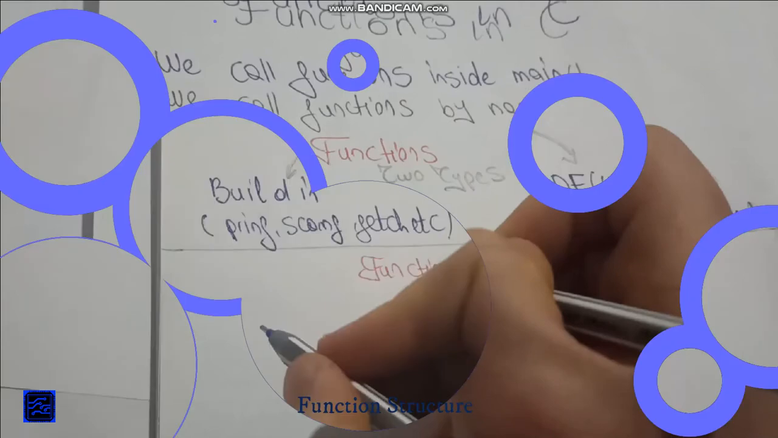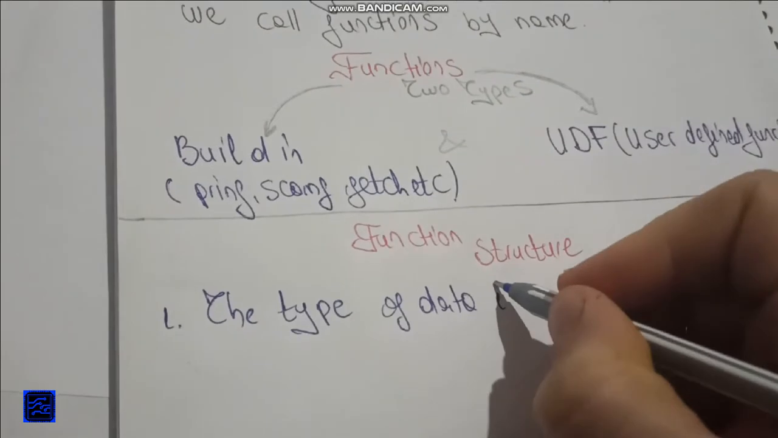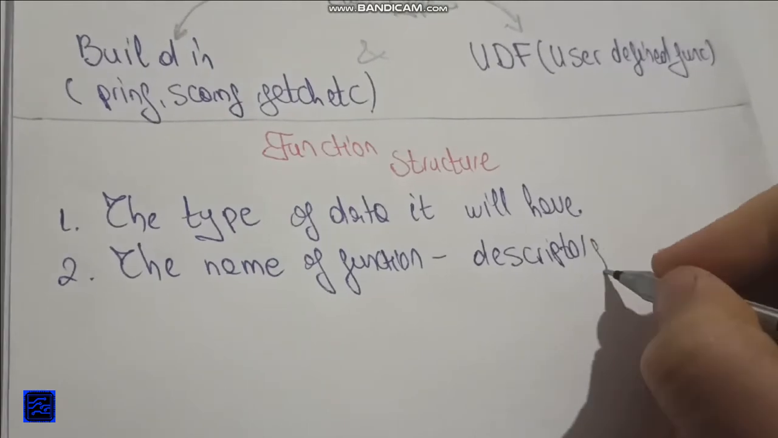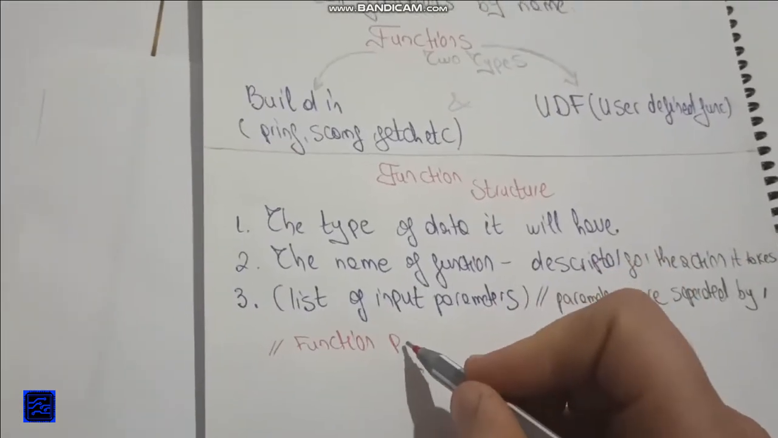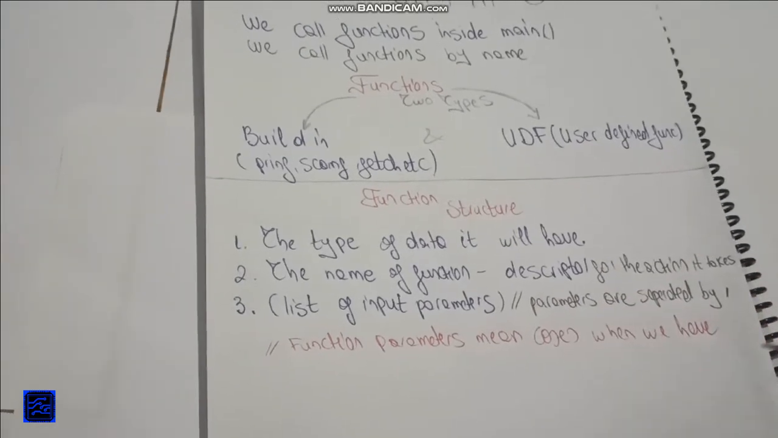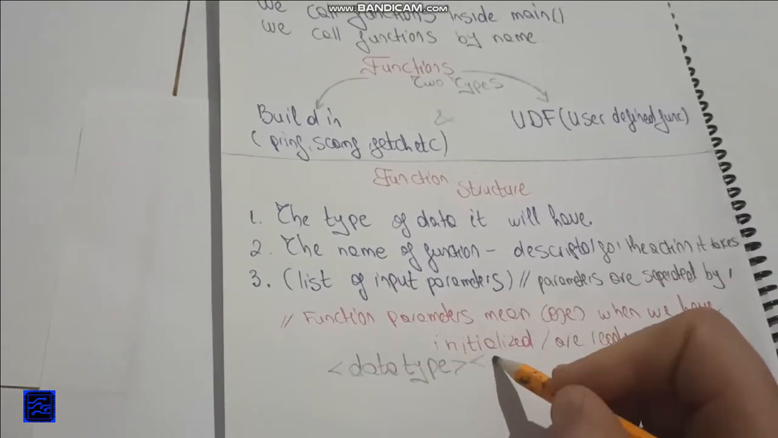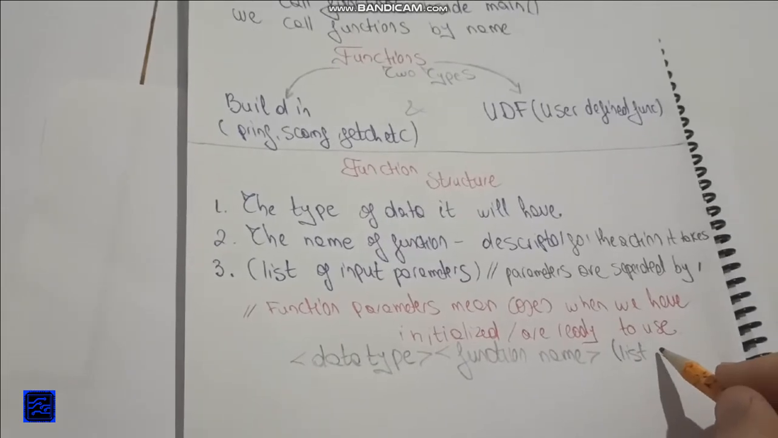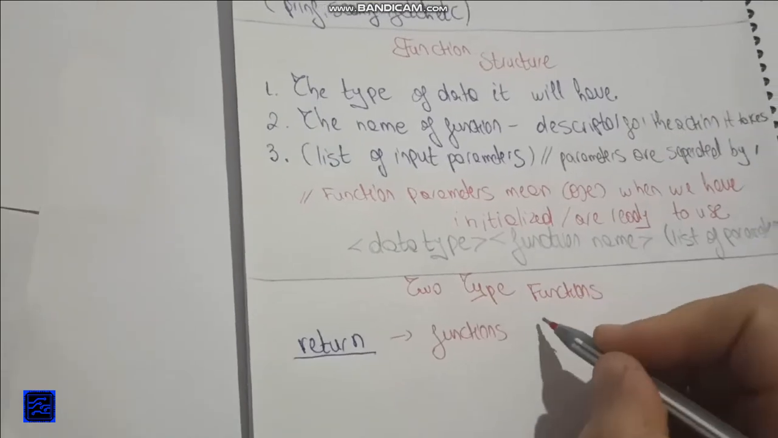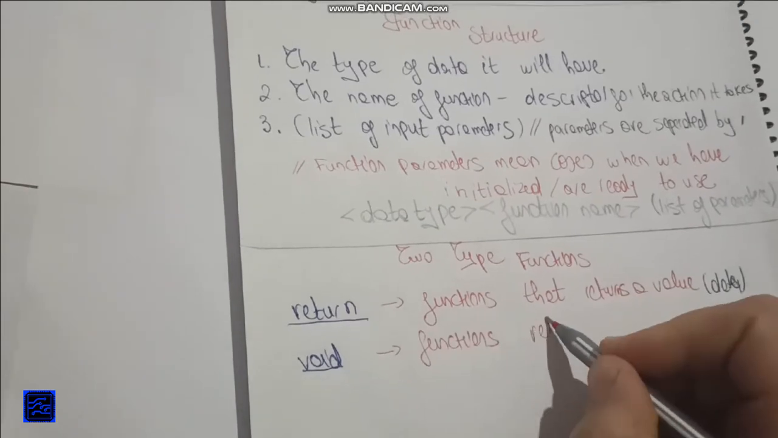Function structure will be: first part, the type of data it will have, then the name of the function, which should be a descriptor for the action it takes. Function parameters mean variables that are initialized and ready to use. Data type, function name, and list of input parameters. We have typed functions, which return a value, and void functions, which return no value.